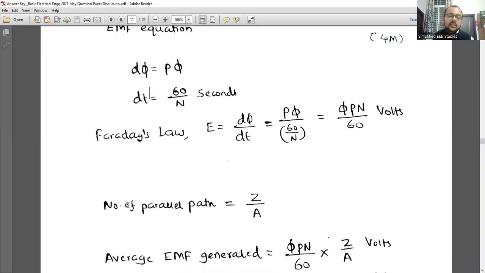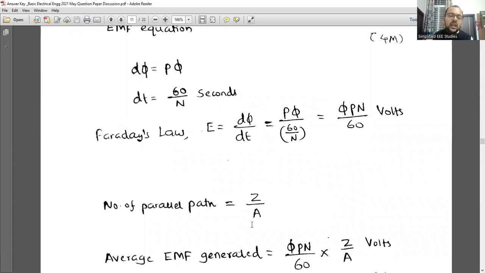Then you know that the number of parallel paths in a generator can be written as Z divided by A. What do you mean by Z? Z is the number of conductors. A is the number of parallel paths, that is armature conductors per parallel path. That varies with respect to winding. What kind of winding are you using? Either lap winding or wave winding.